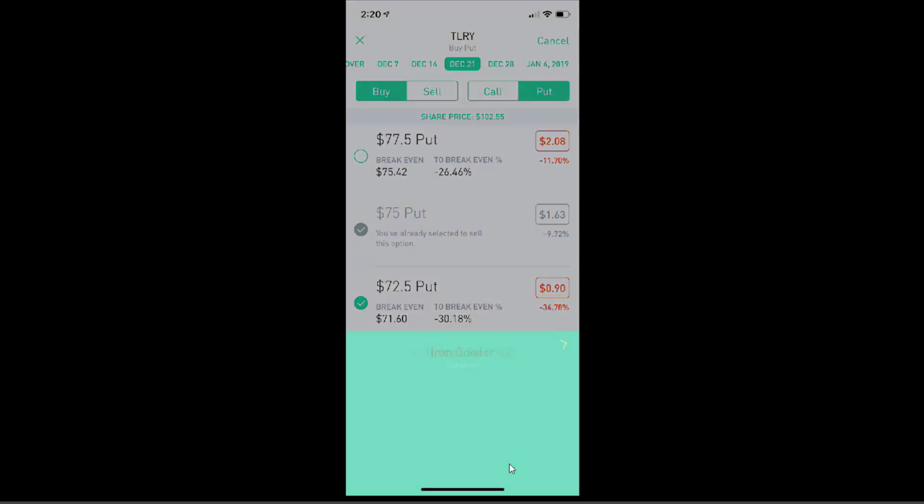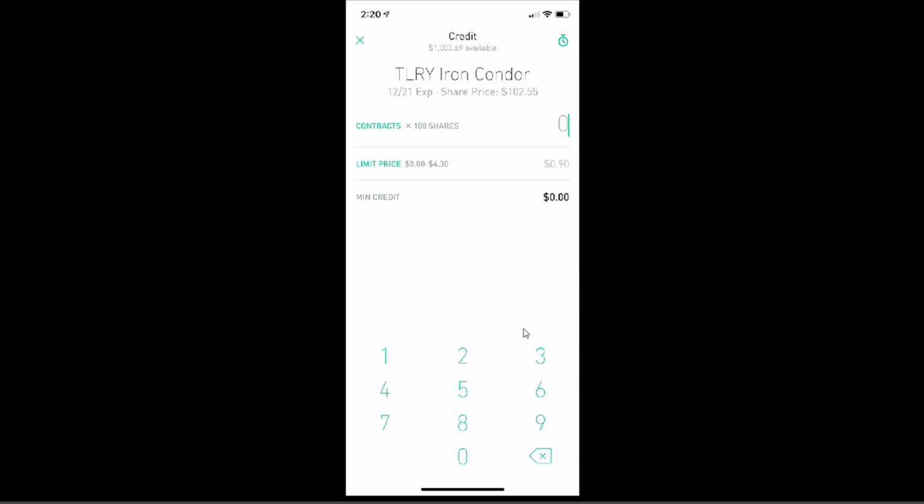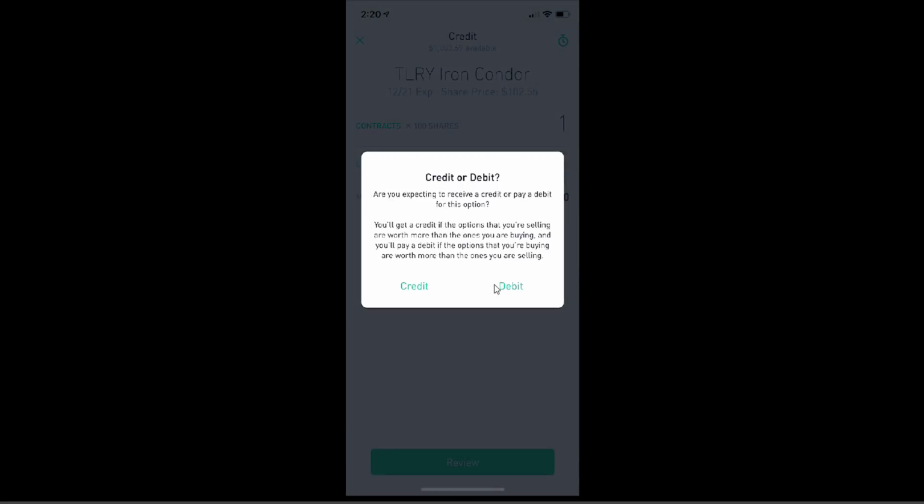All right. So now you can see I've got 4 options selected. I'm going to click on that if I can. So I'm going to receive a credit of $91. All right. So I'm going to go review. And my price changed just a little bit because it's what somebody's willing to buy as far as a market order. I'm okay with the 90. I'm going to hit review, and then it's going to ask me if I'm going to do this as a credit or a debit.